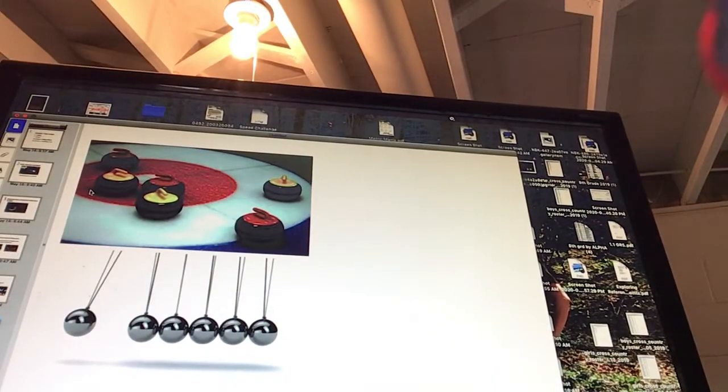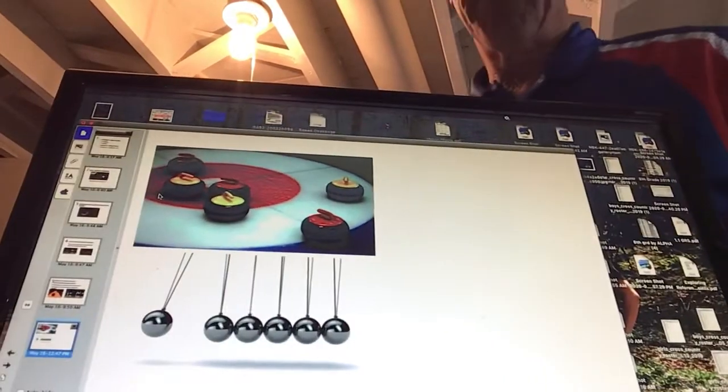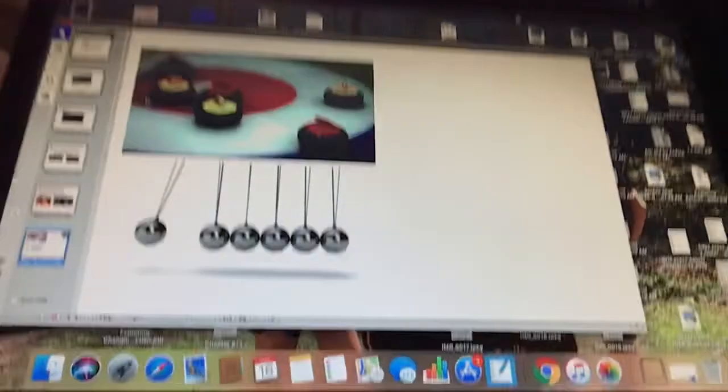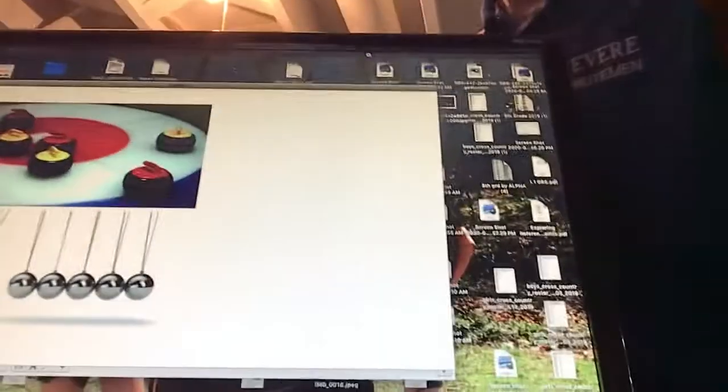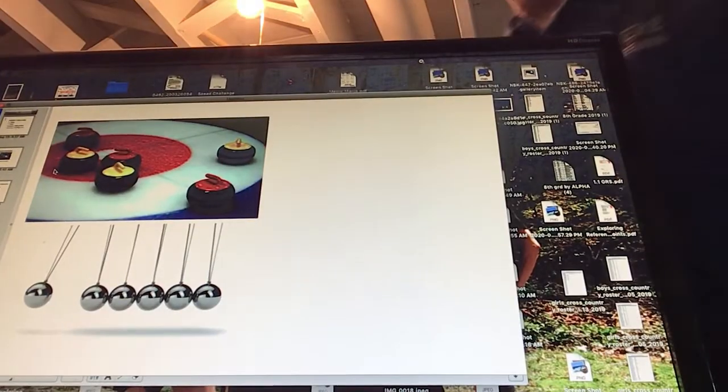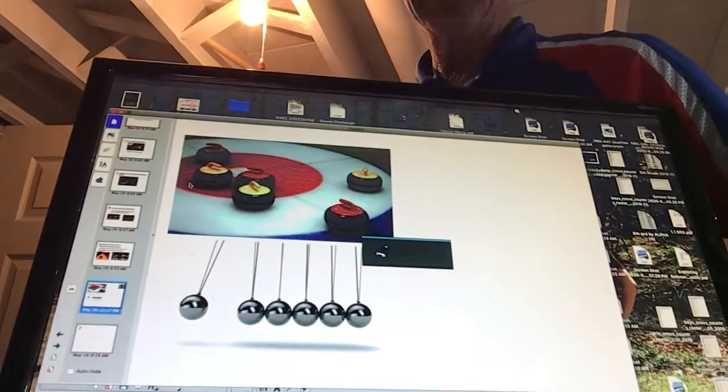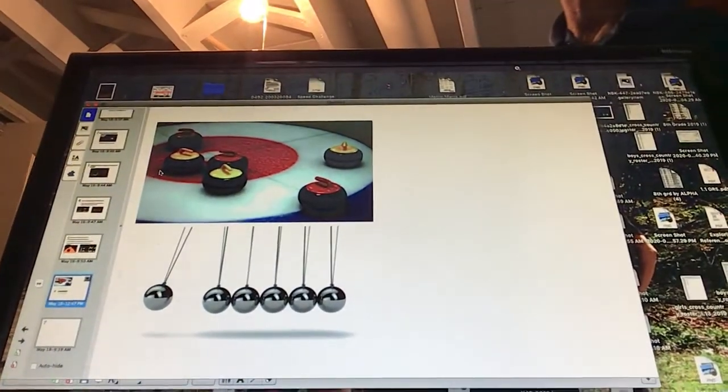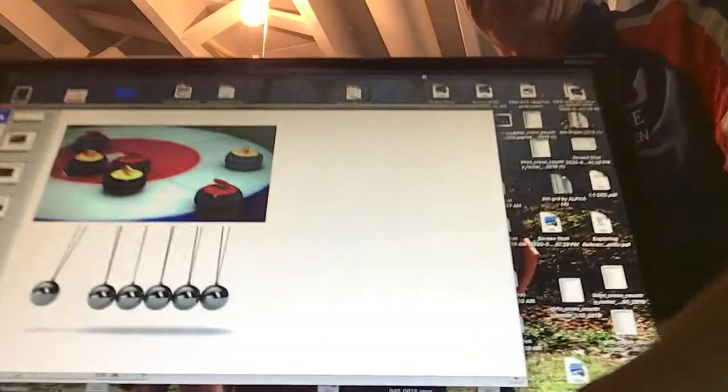All right, let's see if we can get back on track here. All right, we're having a good old time with this. All right. Next thing.